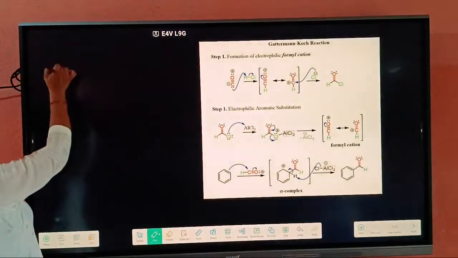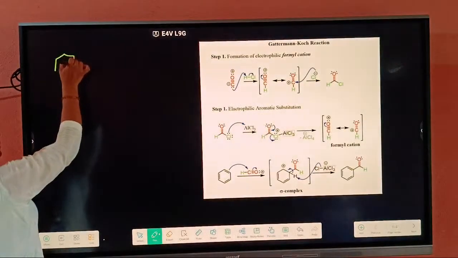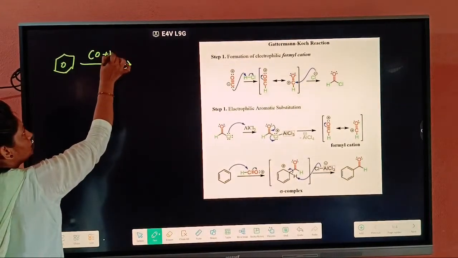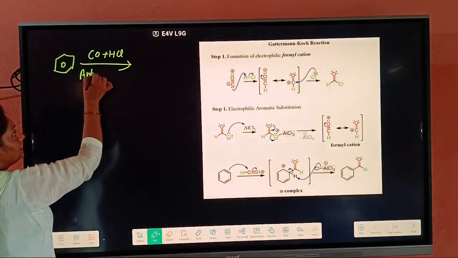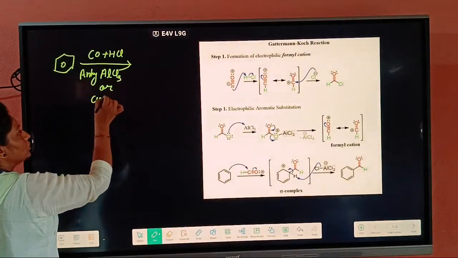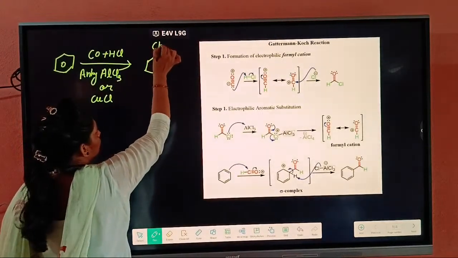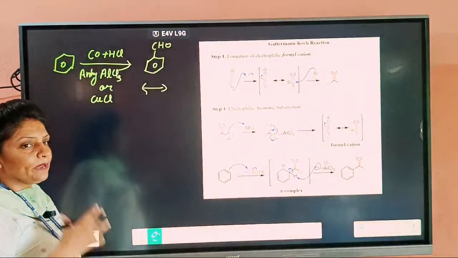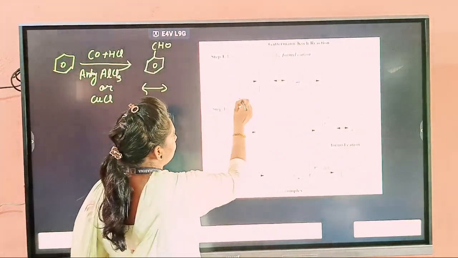Students, this is the reaction. Benzene ring treated with carbon monoxide and hydrogen chloride in presence of anhydrous aluminium chloride, or we can take cuprous chloride also, will give benzaldehyde. So how can this reaction take place? What is the mechanism of this reaction? We will see that. Here, students, we have carbon monoxide.